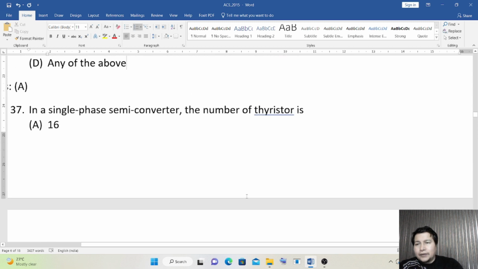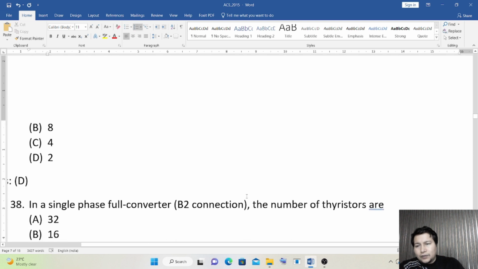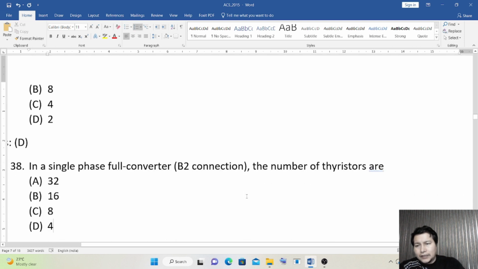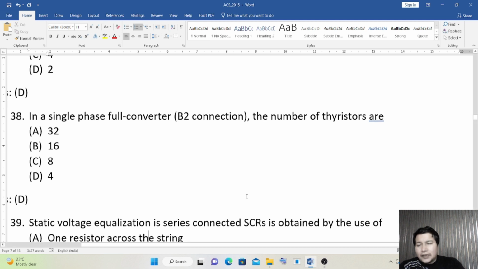Question 37. In a single phase semi converter the number of thyristors is 16, 8, 4, 2. The correct option will be D, that is two. In a single phase full converter B2 connection the number of thyristors are 32, 16, 8, 4. Correct option is option D.